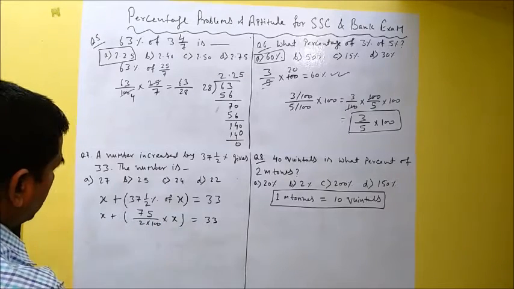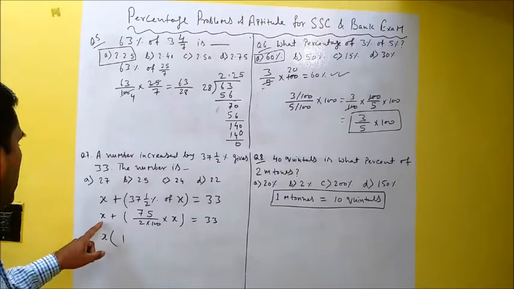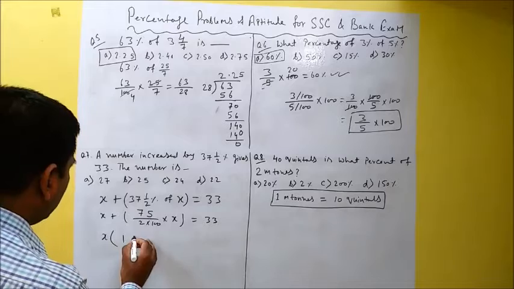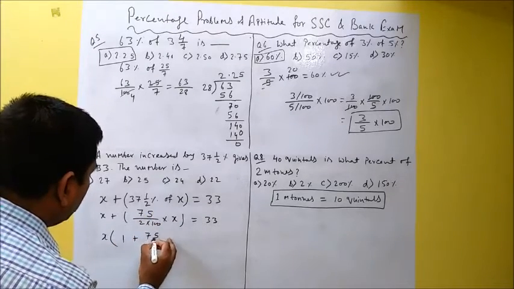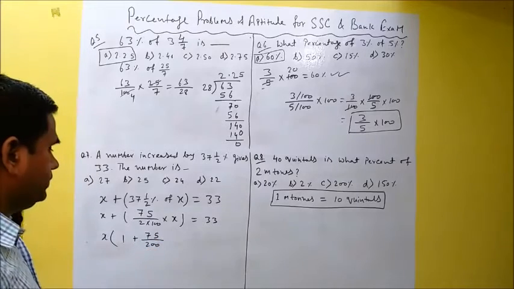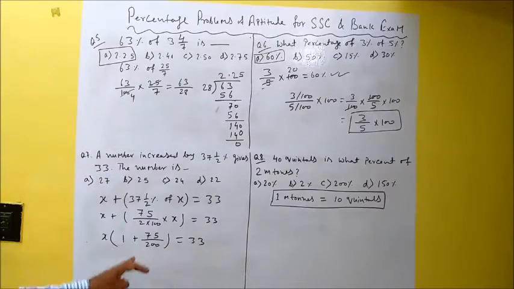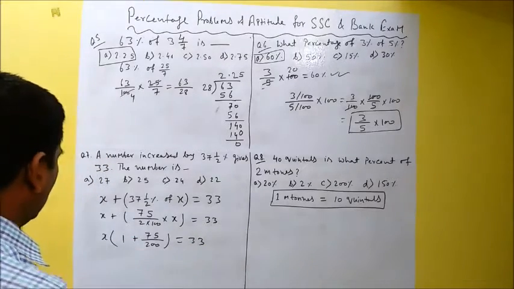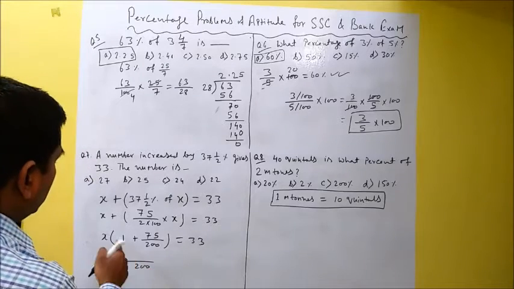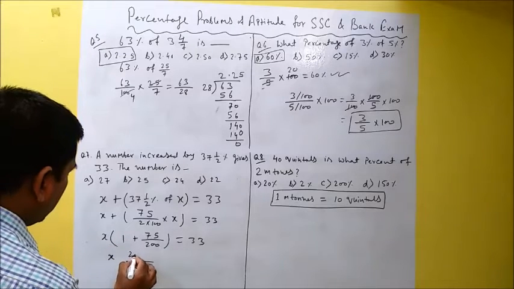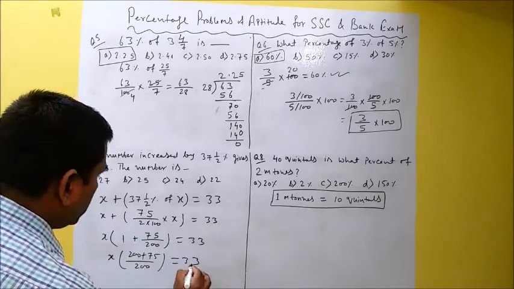x we can take as common. If you take x as common, here 1 is left, 1 into x. Then here x we have taken as common, so what is left? 75 by 200, isn't it? This is left, 33. Now let us add this. If you add, it will become 200 plus 75 is equal to 33.